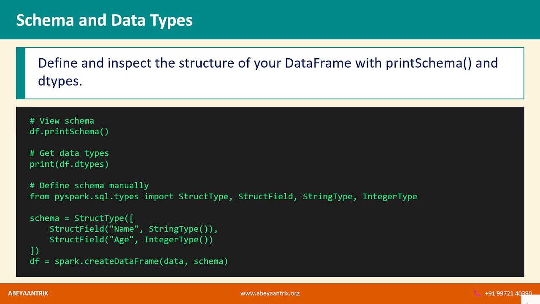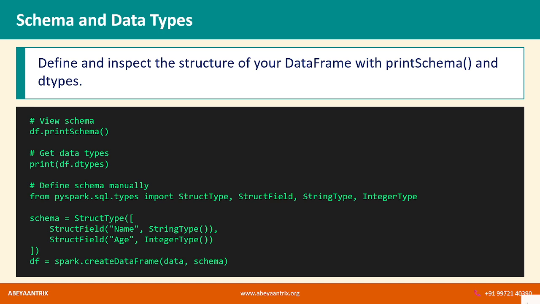So if you want to view the schema, then you can give df.printSchema. So it will give you all the details about that data frame. Okay. df.printSchema. So entire schema of this data frame will be printed. Then if you just want to see the data types, what your data frame is having, you can give print df.dtypes. Okay, dtypes will give you the data types.